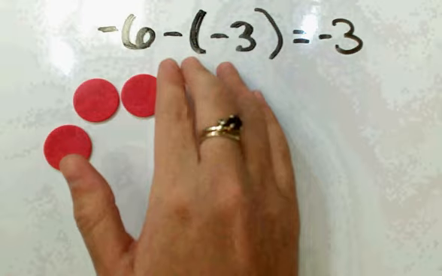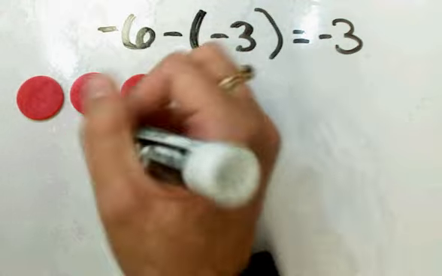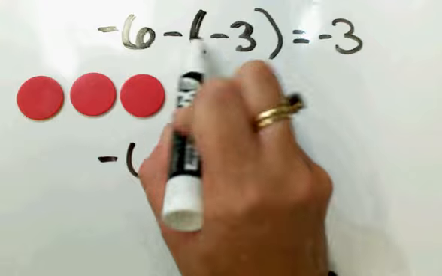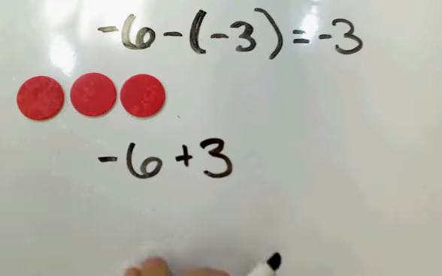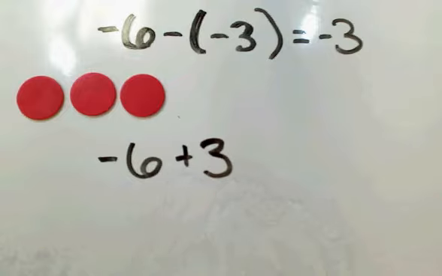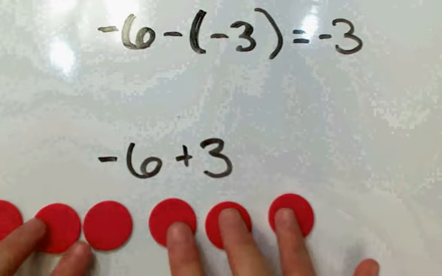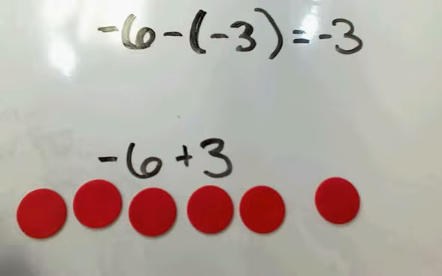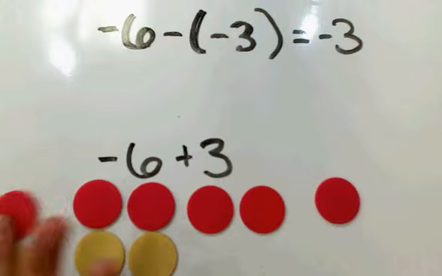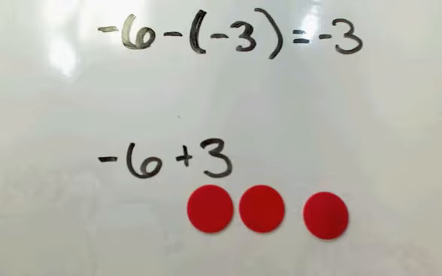So again, thinking of this not like subtraction, rewriting this as an addition problem, I'm combining negative 6 with the opposite of negative 3. And I know that the opposite of negative 3 is positive 3. So negative 6 plus positive 3 now. I can model that. I have 6 negatives, and I'm combining them with 3 positives. I'm going to cancel out my zero pairs, and I'm still left with negative 3.